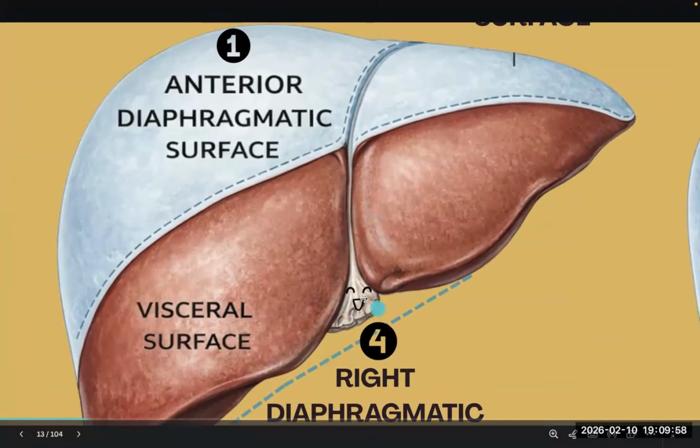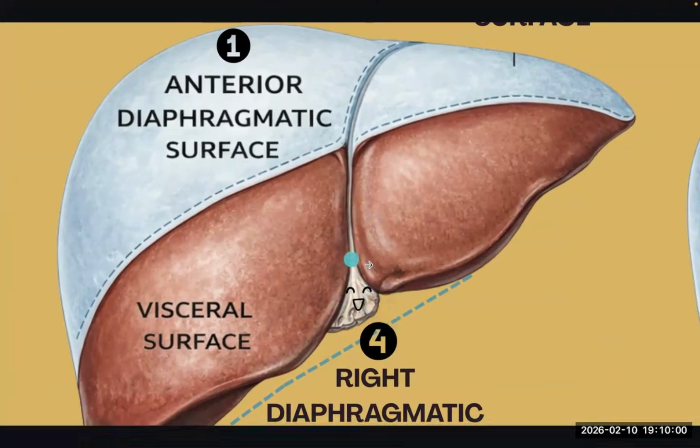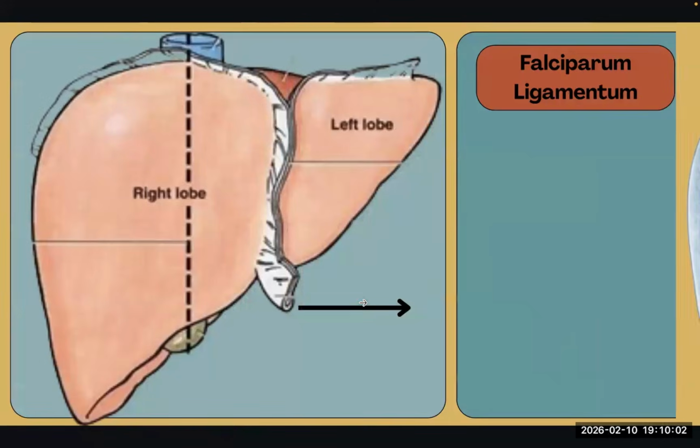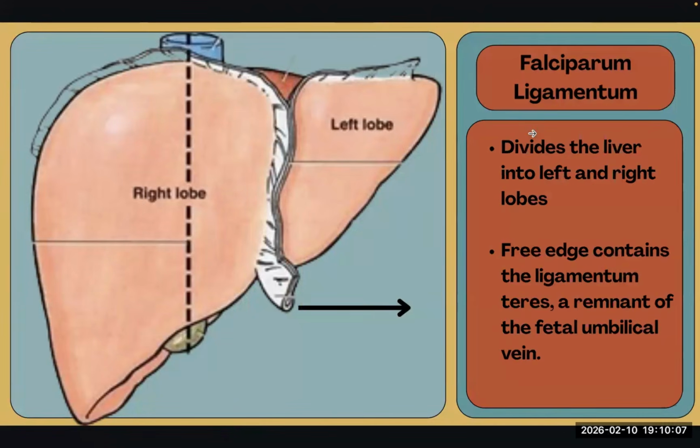Okay. Well, we'll talk about this little guy over here. So, what is this guy? This guy is known as the falciform ligament. It's basically the ligament that divides the liver into a left lobe and a right lobe. And what is it made up of? It is the remnant of the umbilical vein.